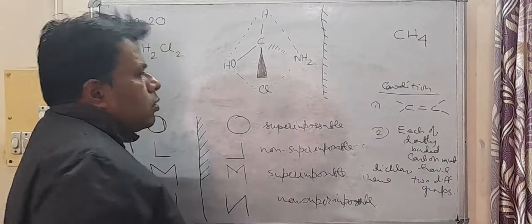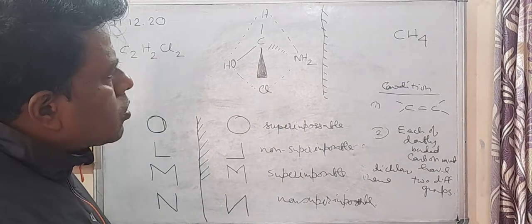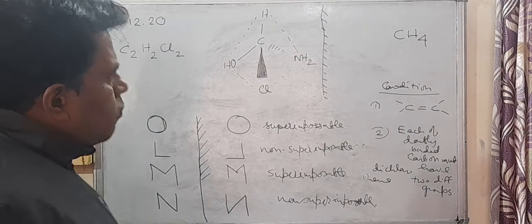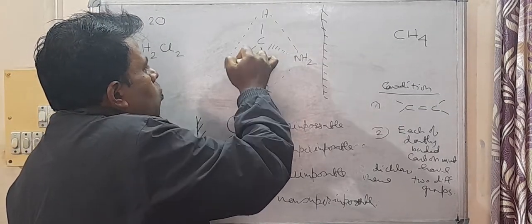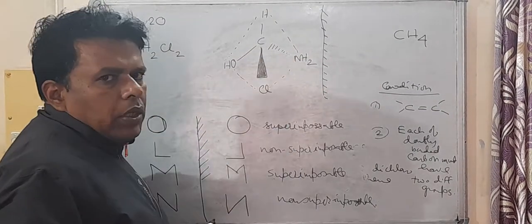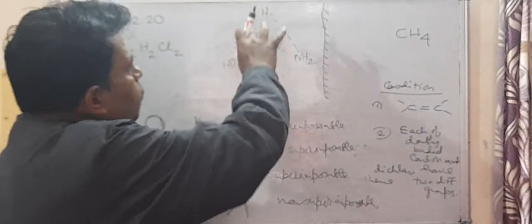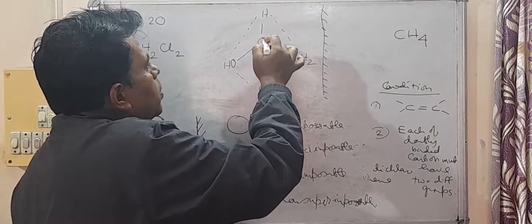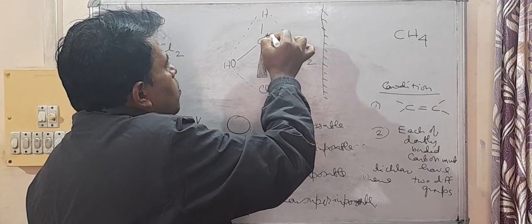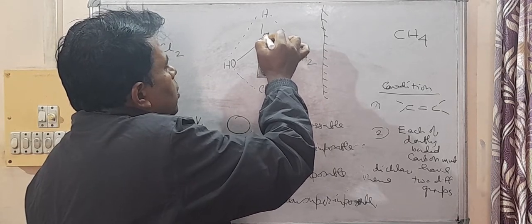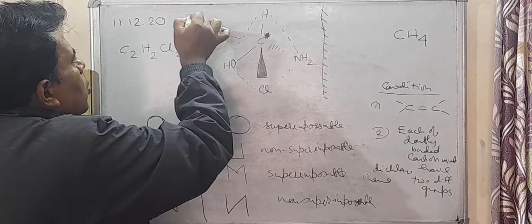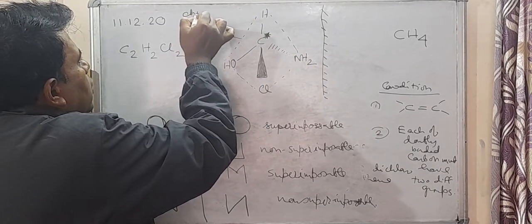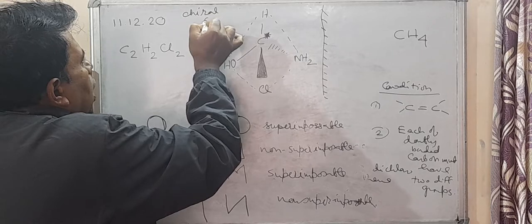And why is it not getting superimposed? We can think in this way: because there are four different groups attached to it. When four different groups are attached to carbon, we represent this carbon by an asterisk, and this carbon is called a chiral carbon.